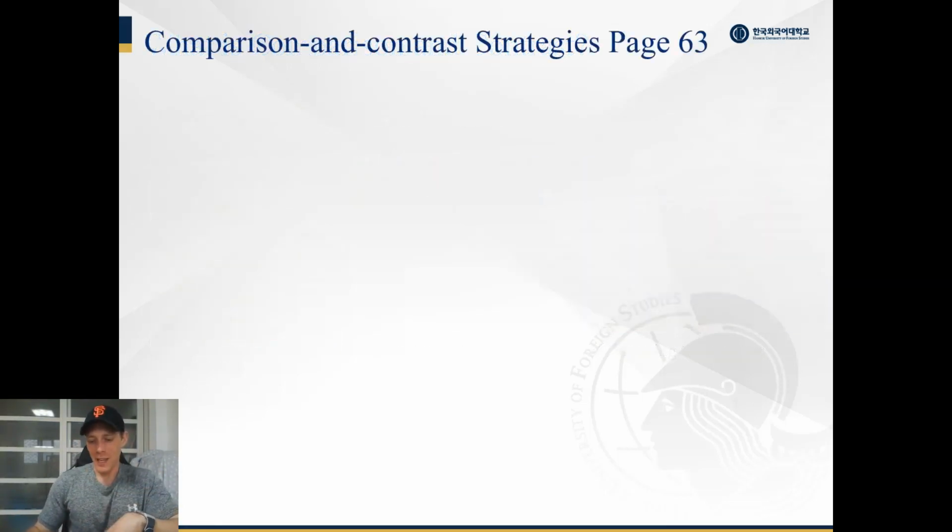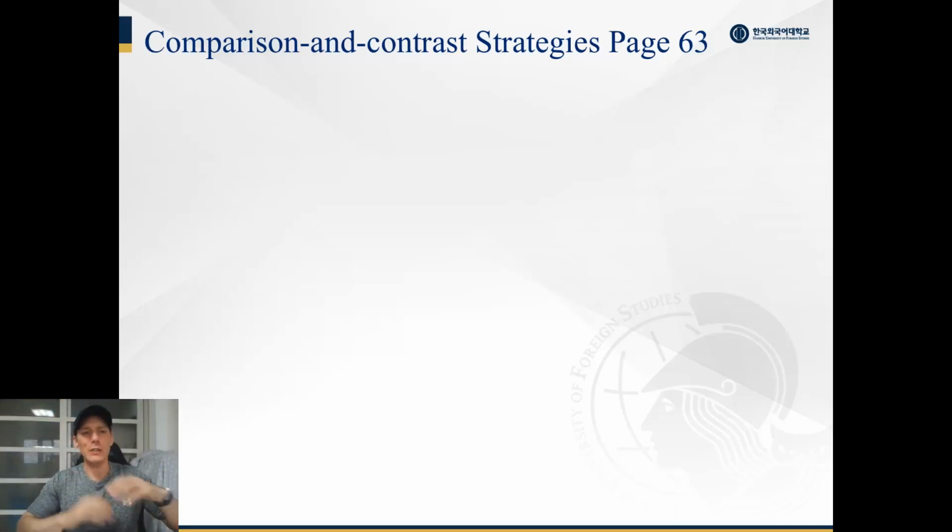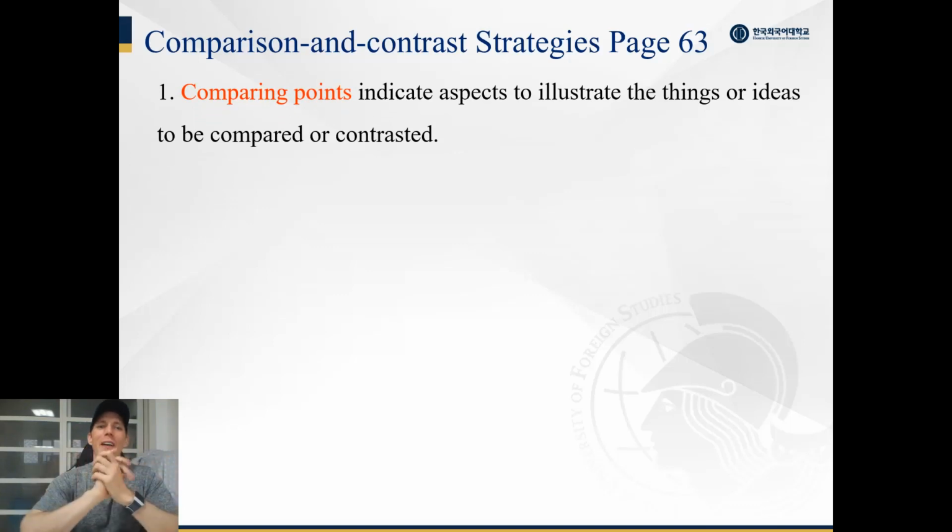So if you go on to page number 63, it explains for this book what we need to know. Look carefully, and you can see there's a red point and then there are black points afterwards. So bam! You can see that the red points say the main point, and then the black ones give a little bit more detail. If we look carefully, you can see it says comparing points. We illustrate, we show, indicate aspects to illustrate the things or ideas to be compared and contrasted. So we look at a point and then we talk about that point. What is that point? Giving examples and explaining the data that we know.